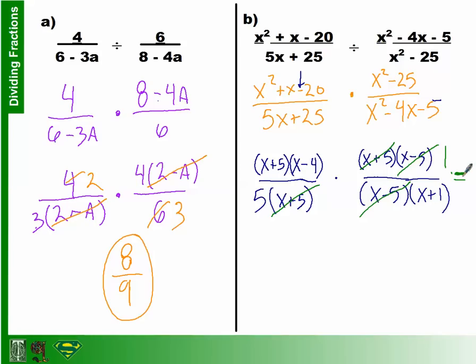Okay, so now that we have reduced everything that we can reduce, what do we do with the fraction? Multiply the numerators, multiply the denominators. So 1 times x plus 5, x minus 4, it's just x plus 5, x minus 4. And 5 times x plus 1 is just 5 times x plus 1.